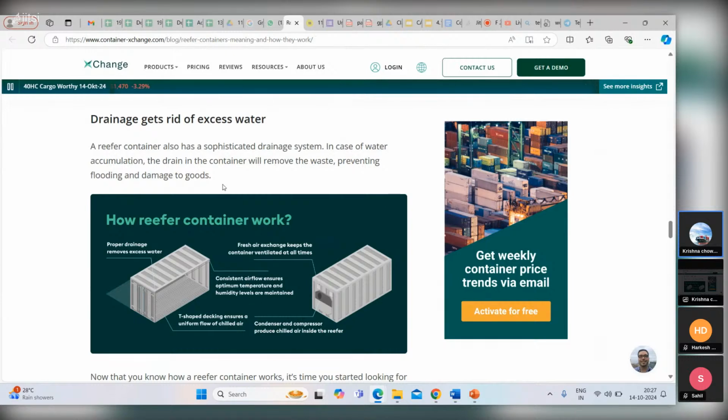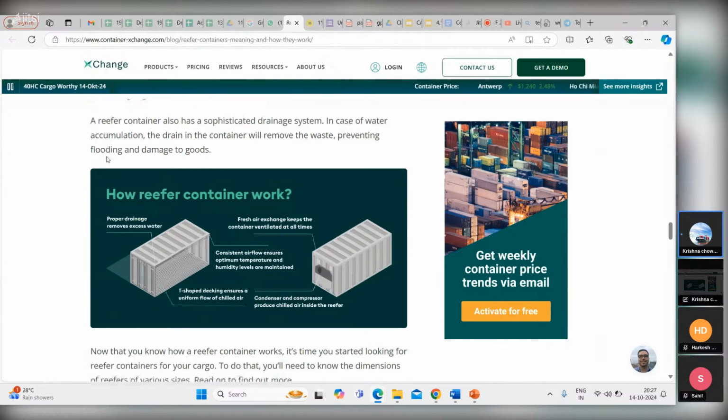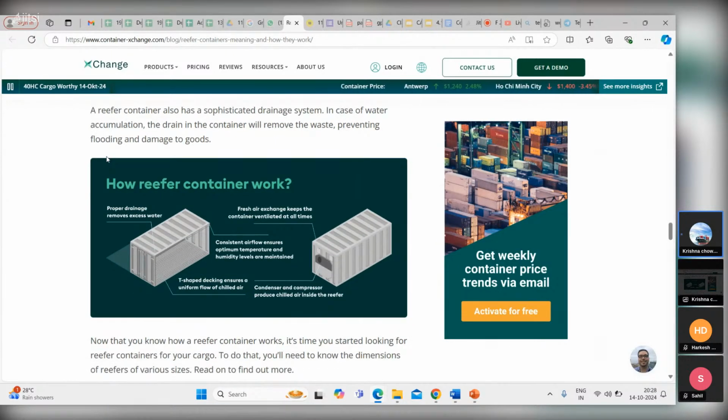Also, if it is a part of your syllabus, you will get it. So the drainage should be there, especially in the reefer container, because the goods, as I told you, sometimes hot and cold, will release some sweat or water, which should be drained out. So the drains in the container remove the waste, preventing flooding and damage to the goods.